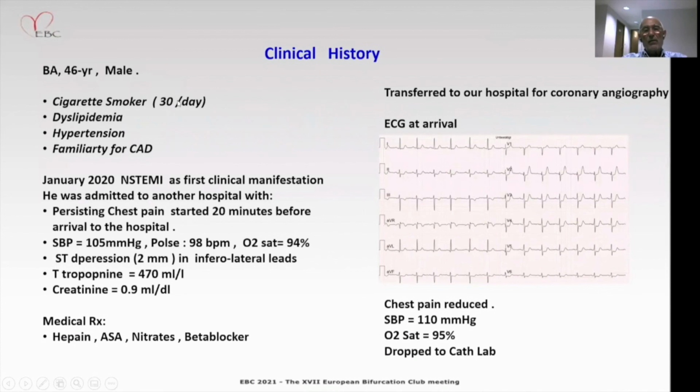A 46-year-old male with multiple coronary risk factors. In January 2020, he had a non-ST elevation myocardial infarction as the first clinical manifestation, and he was admitted to another hospital with persisting chest pain that started 20 minutes before his arrival. He was stable. Troponin T was 470, creatinine was 0.9. Medical therapy was started with heparin, aspirin, nitrates, and beta blocker. Then he was transferred to our hospital for coronary angiography.